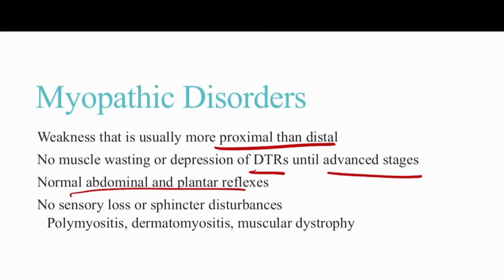Why are they going to have normal abdominal and plantar reflexes? What's special about those two? They go to the brain. So they go all the way up. No sensory loss or sphincter disturbances. You'll see that with polymyositis, dermatomyositis, and muscular dystrophy.